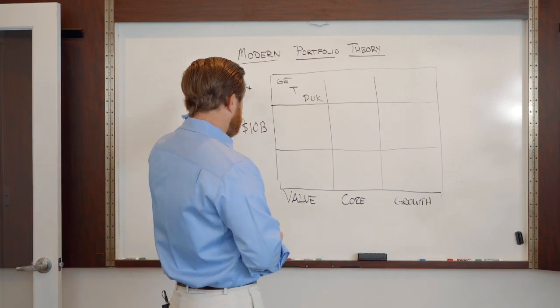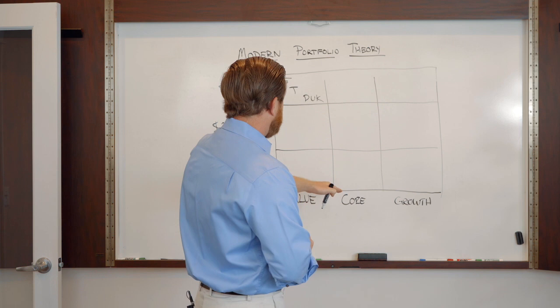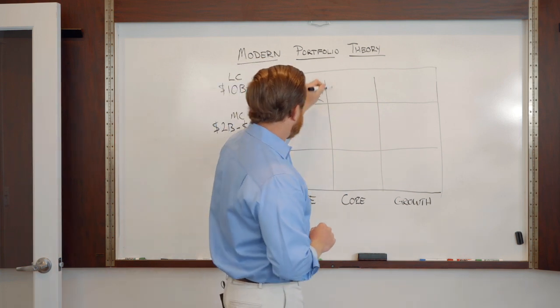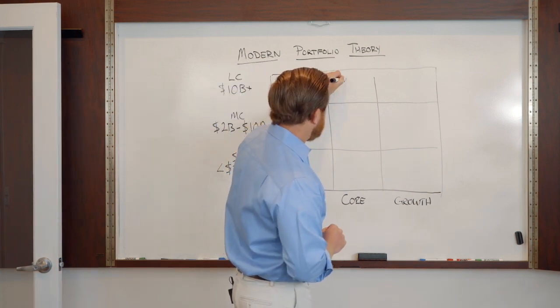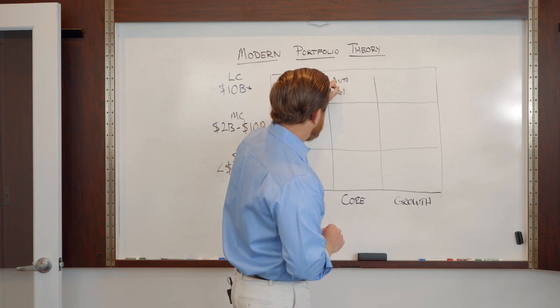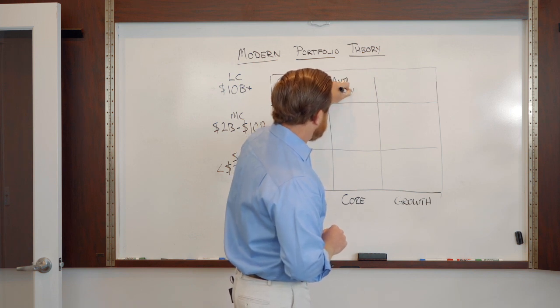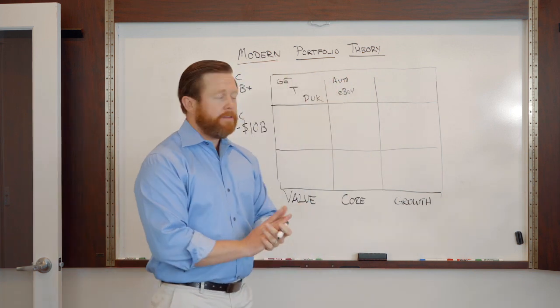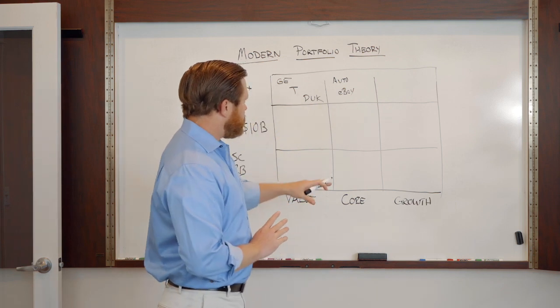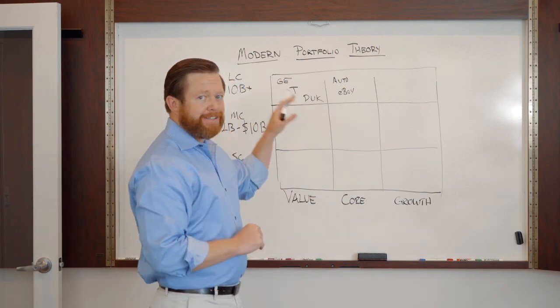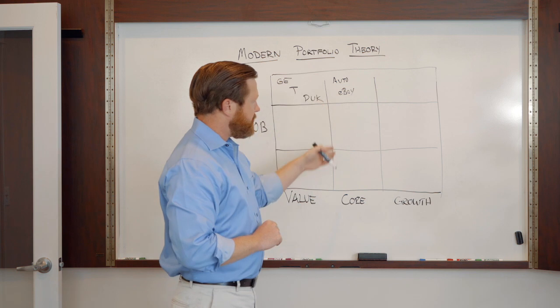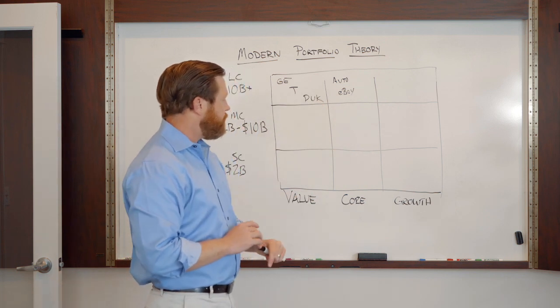Now let's talk about the large cap core, and an example of that might be AutoZone, eBay, International Paper. There are all these different types of large cap core, and it gets a little bit shaky, like I said, if you're really going to have these hard and fast lines between value, core, and growth.